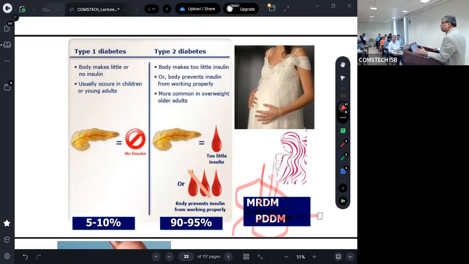Sometimes they are taking a lot of food, but mostly carbohydrate, rice or roti, with a smaller amount of protein. So energy is okay, but they are taking maximum energy from carbohydrate rather than protein. So it may cause diabetes. That's called protein deficient diabetes mellitus.